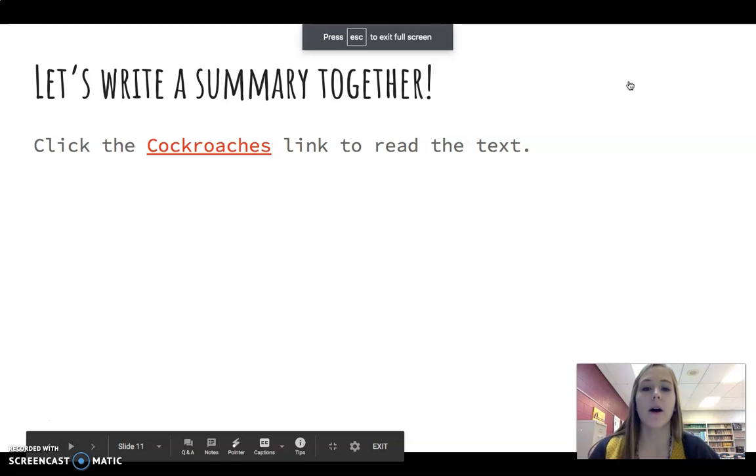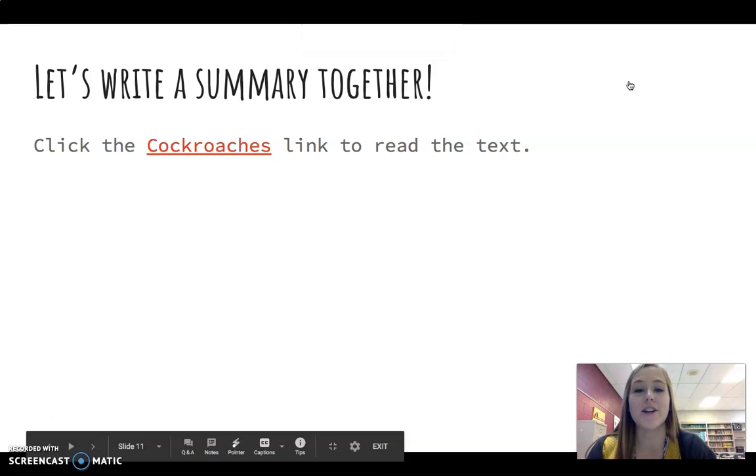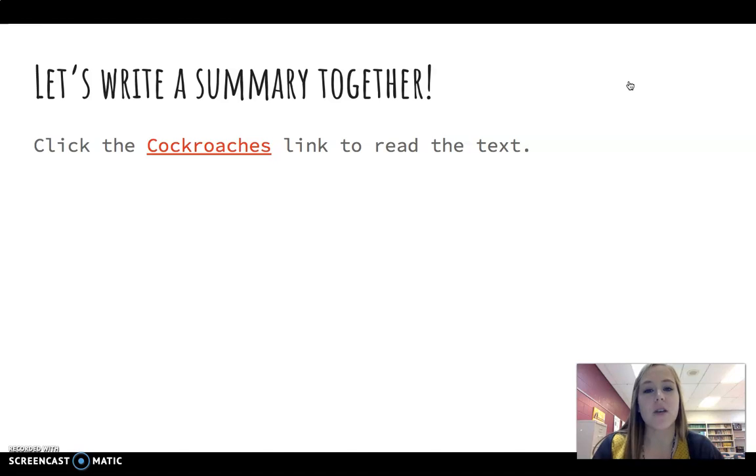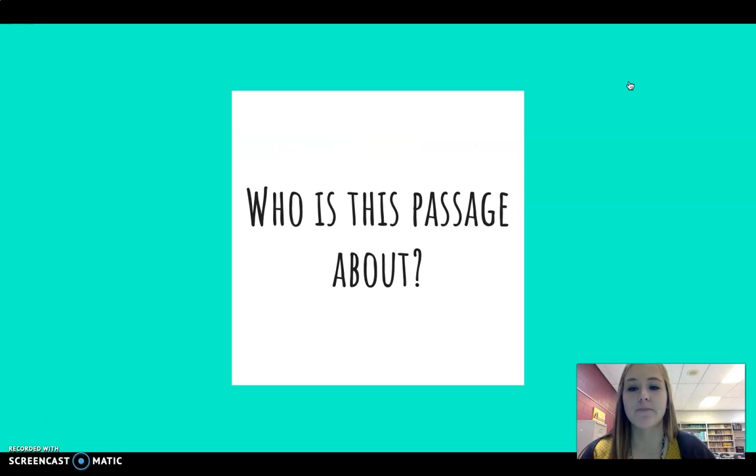Okay, so we talked about all the different rules of summarizing. And now we're going to talk about what actually needs to go in your summary. When we're summarizing, we're going to look for the main parts of the story. So we're going to answer the who, what, when, where, and why of the article, and we're going to make sure that is included in our summary.